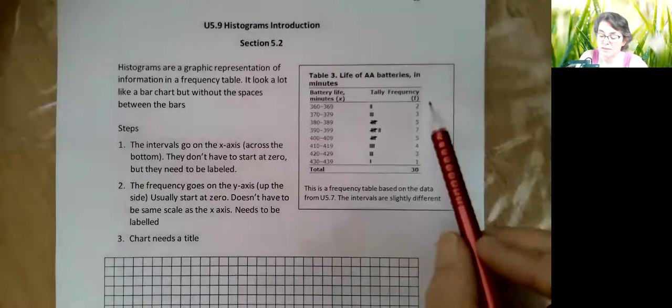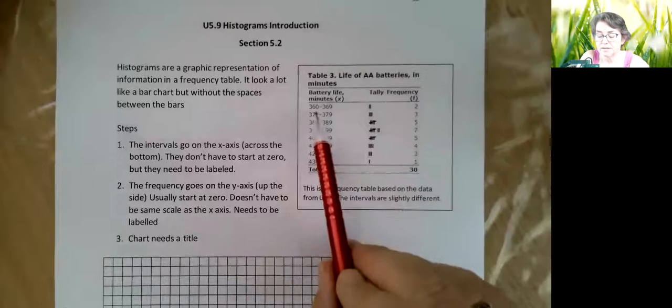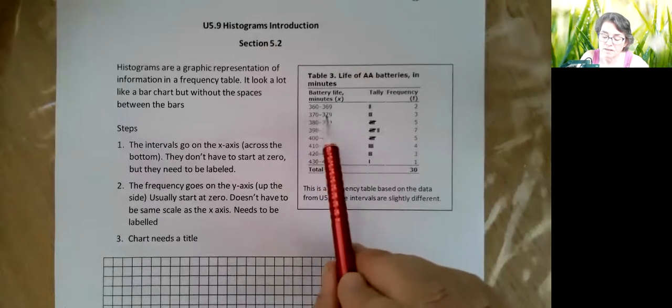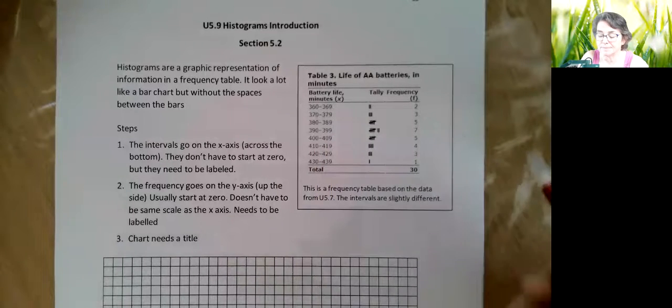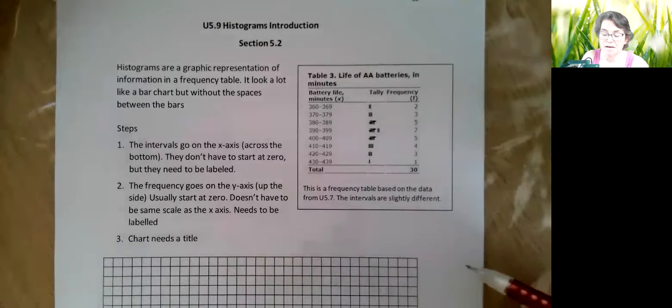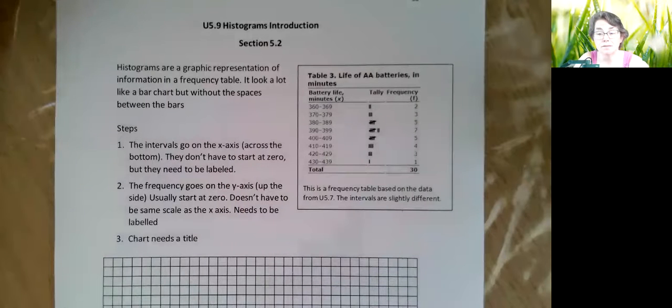So here is a frequency table about the batteries. Now, the numbers are slightly different because where I got this answer key from, it went from 360 to 369 and 370 to 379. And when we did it, we went 360 to 370, 370 to 380. So the numbers are slightly different, but that's okay, because we're just going to use this to make our histogram. Basically we're making a bar chart, but the big difference between a bar chart and a histogram is that a histogram doesn't have spaces between the bars. And I didn't know that until I looked up the difference.